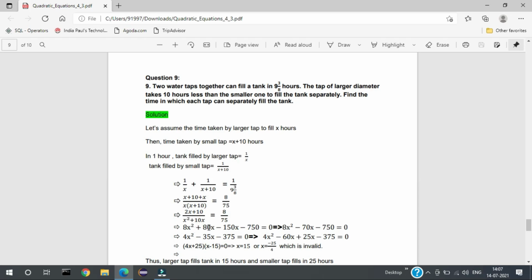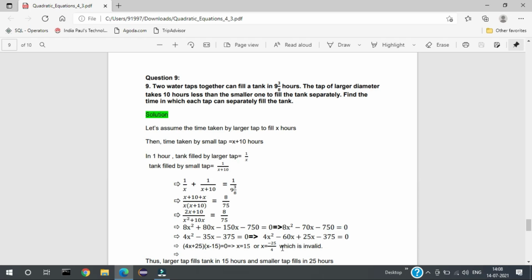8x square plus 80x minus 150x minus 750 equals 0. 8x square minus 70x minus 750 equals 0. So 4x square minus 35x minus 375 equals 0. 4x square minus 60x plus 25x minus 375 equals 0. So x equals 15 or x equals minus 25 by 4.